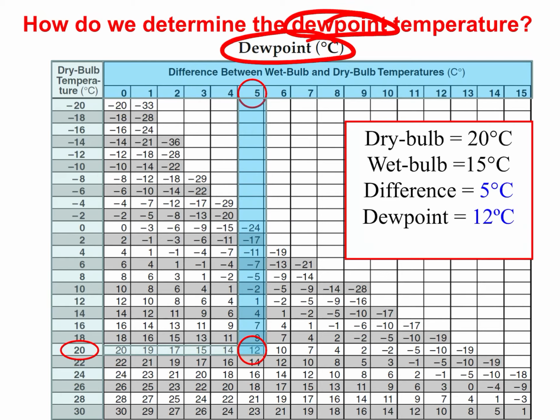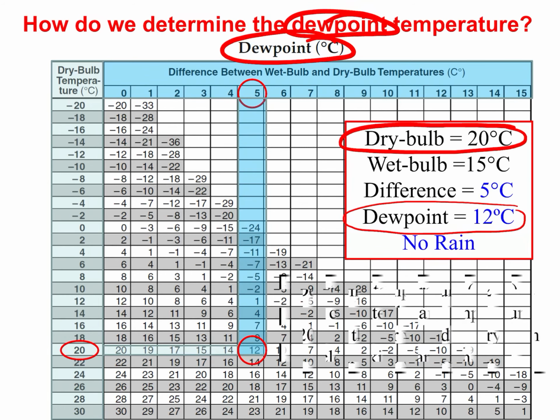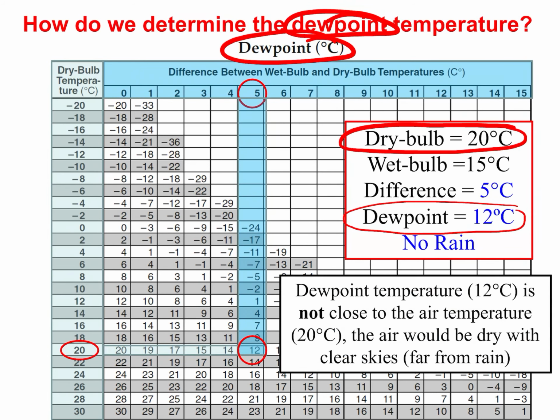Now, follow-up question, is it going to rain? Well, remember what we said about dew point. Rain and condensation only happens when the dew point is equal or close to the air temperature. And here, that is not the case. The dew point is 12, the air temperature is 20, which are not equal, not a lot of humidity, clear skies, not gonna rain.